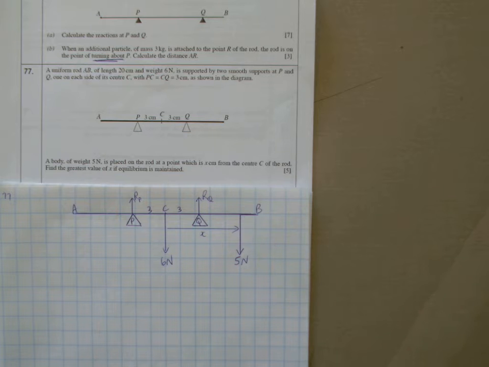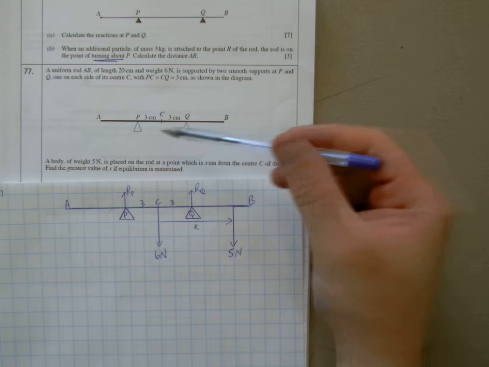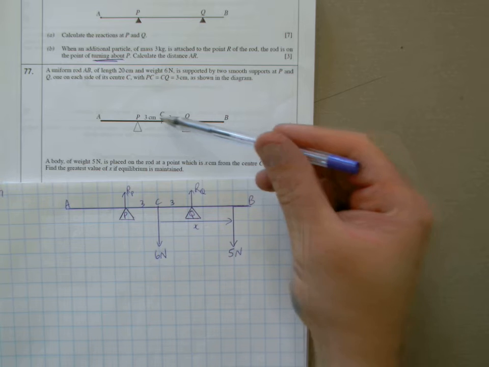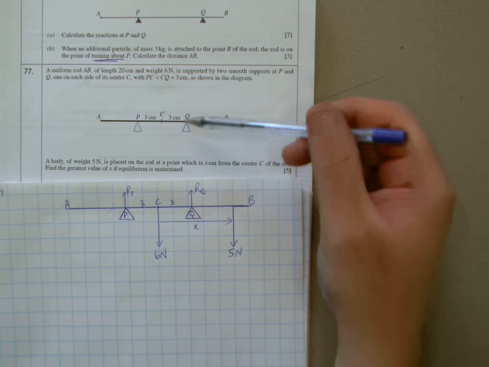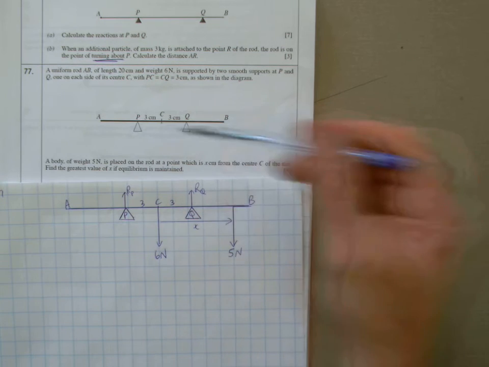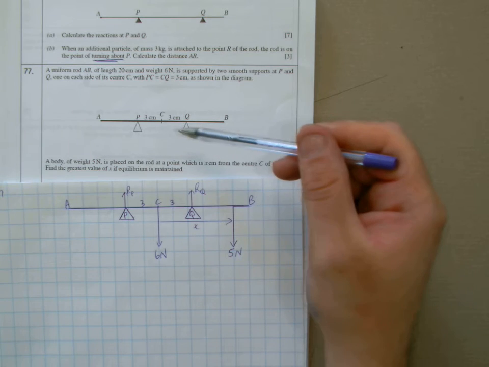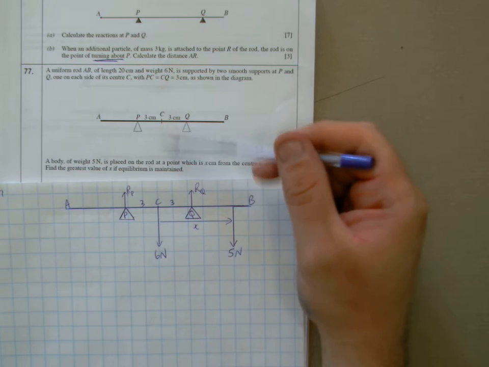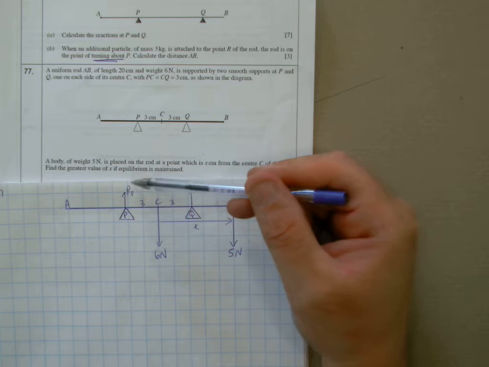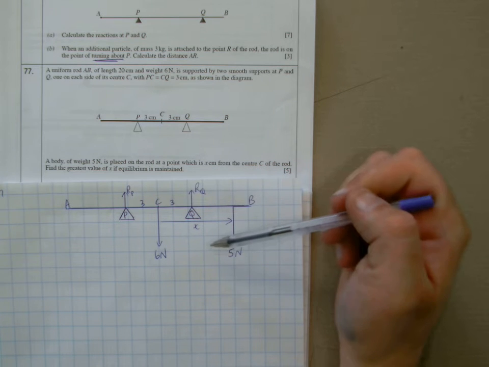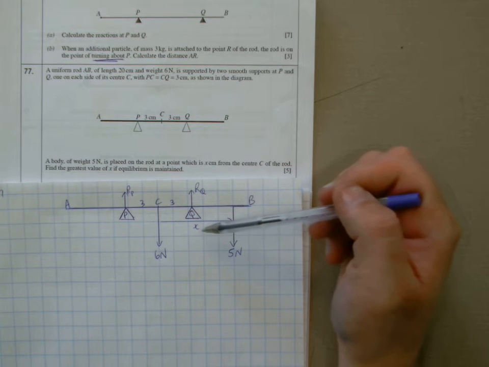Right, so we look at this question here. It's all very symmetrical, isn't it? Because we've got the supports here, 3 centimeters either side of the center. So what I'd say then is, if there's no extra weight on this rod and all we've got is the mass of the rod, which was 6 newtons, then the reaction at P and reaction at Q will be equal, they'll be identical because it's all symmetrical.